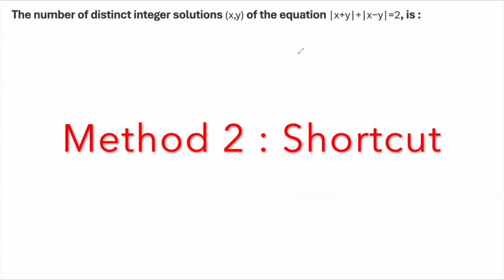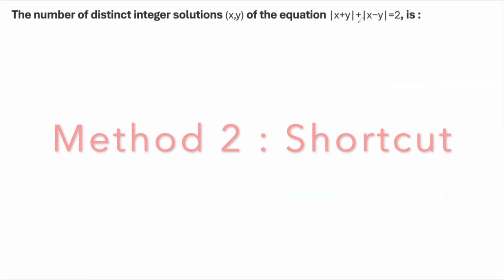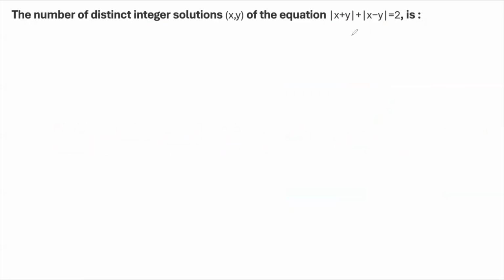There is an even better way out in which we simply can observe the values of x and y which are possible. Since the sum required is 2, we can observe the values of x and y in this case. Let's suppose I put x as 1 and y is 0. Mod of 1 plus 0 will be 1, plus mod of 1 minus 0 is also 1. So I am ultimately going to get a 2 as a sum.